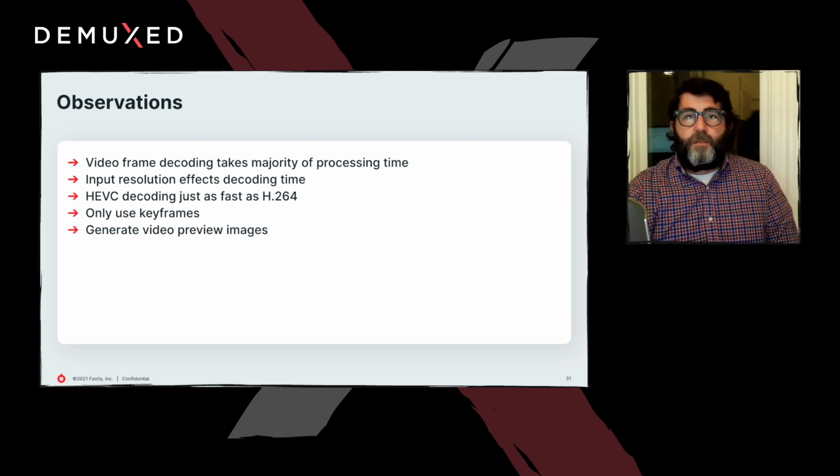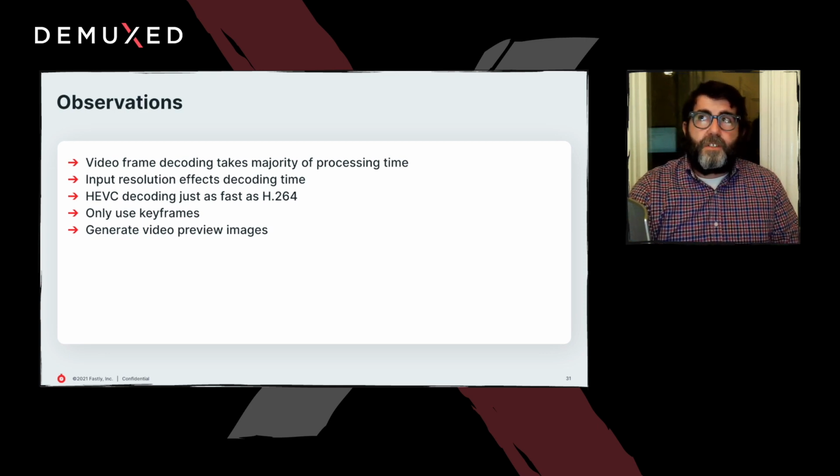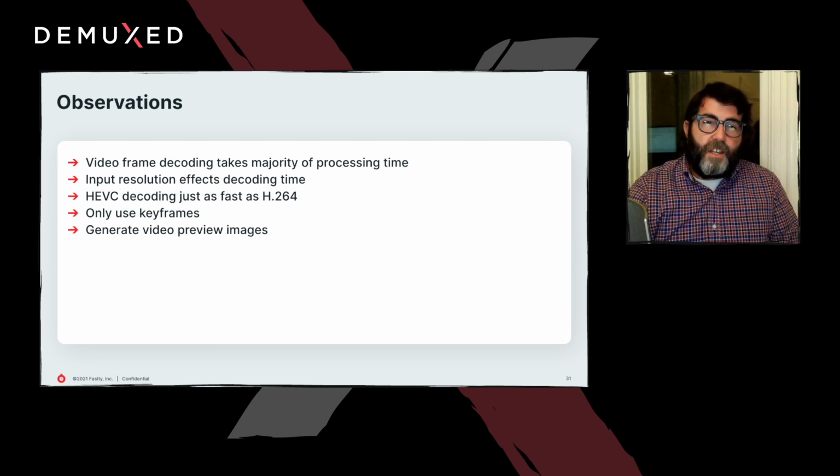Video decoding takes a majority of the processing time, up to 66%. Using lower resolution video source is faster. HEVC and H.264 have similar processing times. Using non-keyframes or accurately seeking the times is too compute intensive for just-in-time processing. This application can also be used to generate video preview images or any other images you need from the video.